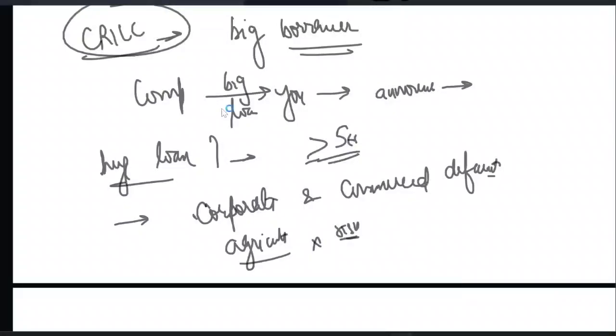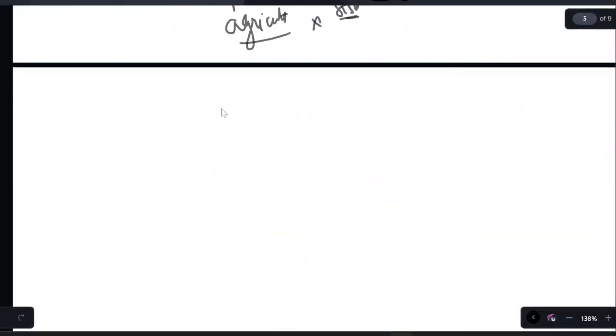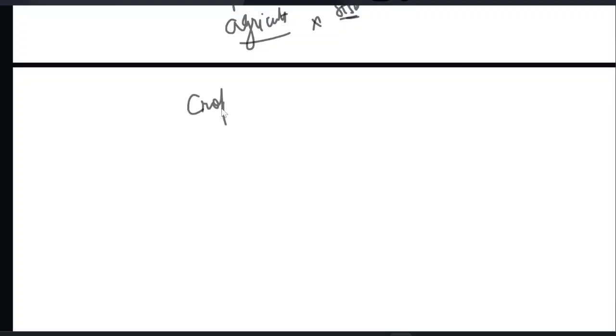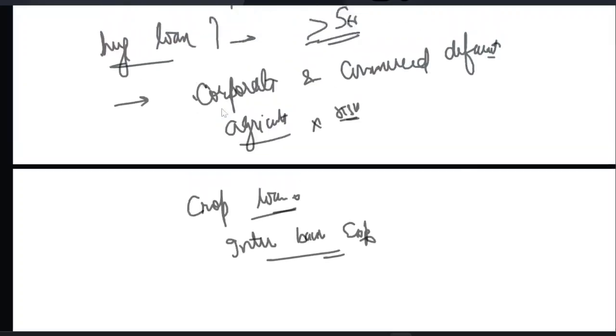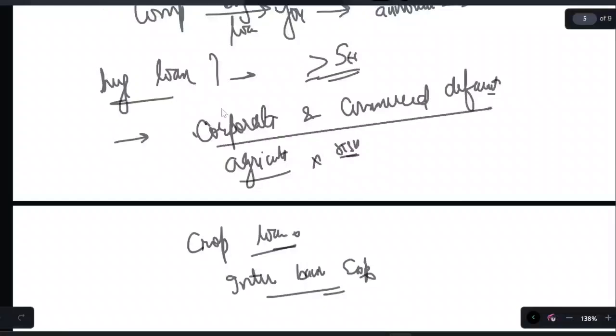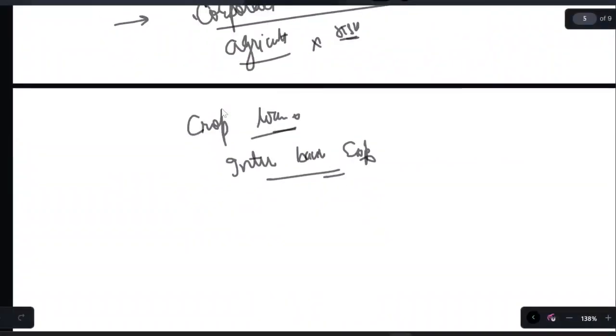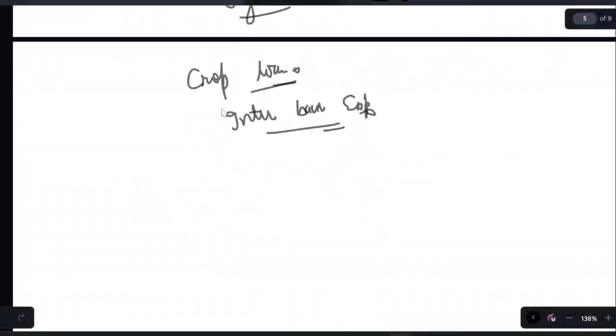Because of this, RBI made a strict rule, and what is that rule? That crop loans and interbank exposure are completely exempted from CRILC reporting. Very important aspect: you need not include the crop loan, and you need not include the interbank exposure, because this system is made to track corporate and commercial default. So it does not matter if the crop loan is 100 crore. If it is a crop loan or a loan to another bank, it does not go to the CRILC group chat.